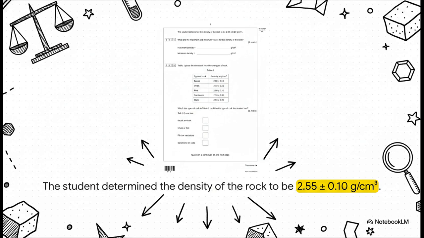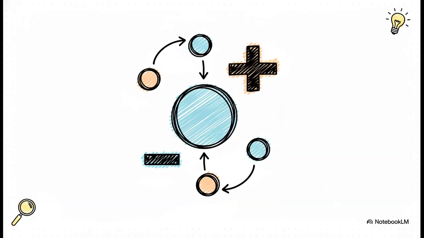You're told the student's result is 2.55 plus or minus 0.10 grams per centimeter cubed. All it asks is for you to state the maximum and minimum possible values for the density. And the mark scheme here is super direct. 1 mark, and you have to get both of these values exactly right. It's a really straightforward calculation.